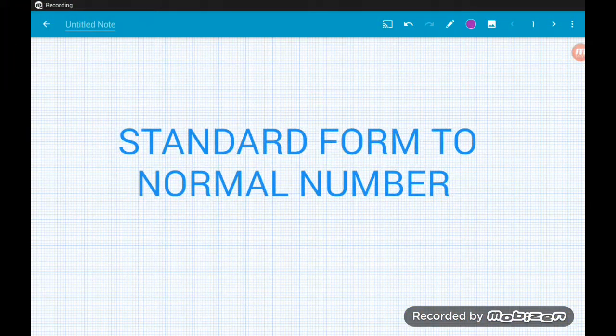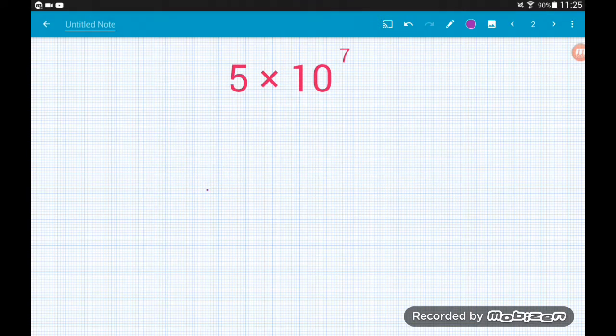Hi guys, in this video we're going to be taking a look at converting numbers from standard form into normal numbers. So it's really nothing too tricky here. All we're going to be doing is writing some zeros and moving some decimal points. So let's get cracking.